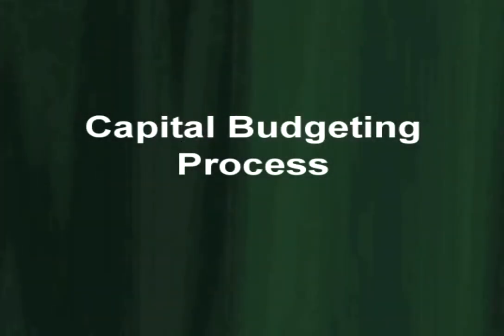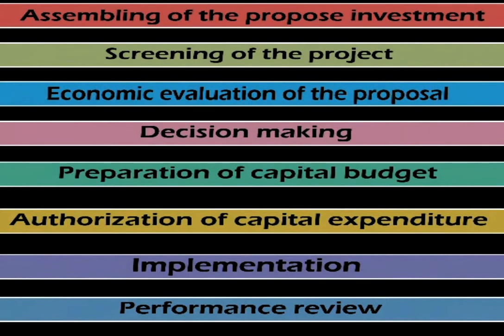Students, now we will learn about the capital budgeting process. Process, as the name suggests, involves many steps. So we will learn this step by step. First comes identification of investment opportunity. Second, assembling of the proposed investment. Third shall be screening of the project. Fourth, economic evaluation of the proposal. Fifth, decision making. Sixth, preparation of capital budget. Seventh, authorization of capital expenditure. Eighth, its implementation. And ninth and final is performance review.